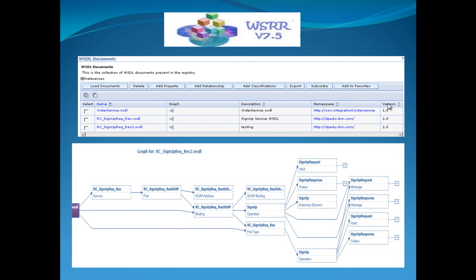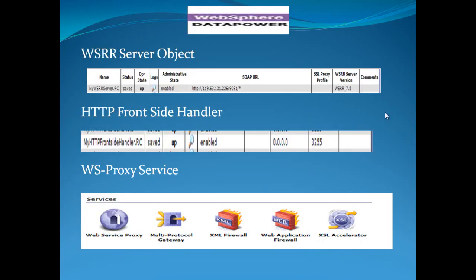For example, at WSRR we have this WSDL, which is published over there, and this is the tree for the WSDL file. Moving on, we have DataPower, and there we have three components that we have implemented. We have the WSRR server object, where we give the information for communicating between DataPower and WSRR. Once that is done, the second is allowing the HTTP traffic to DataPower. After these two components are implemented, we are finally able to create the web service proxy service, where the core business logic for DataPower is implemented.